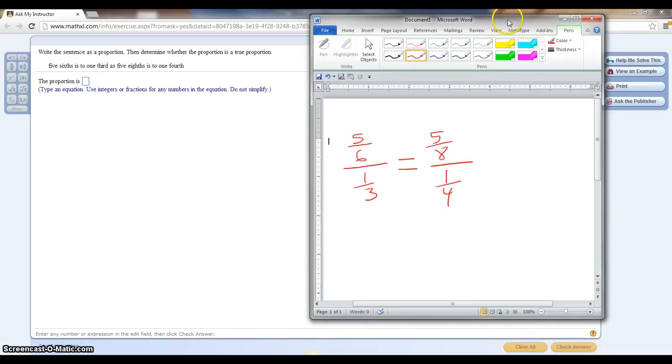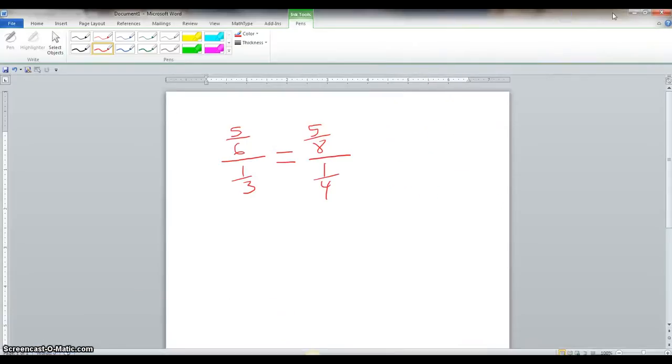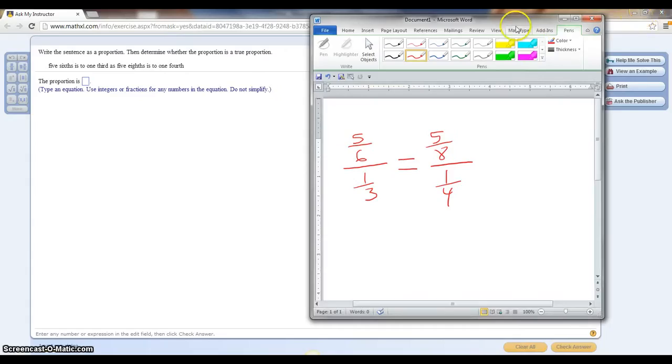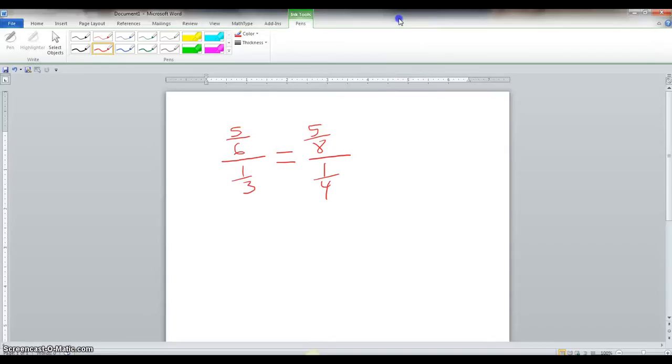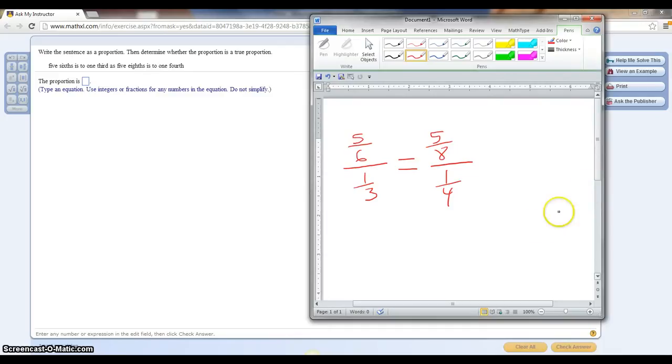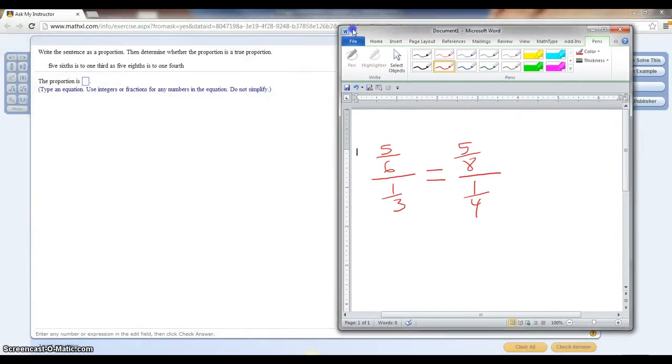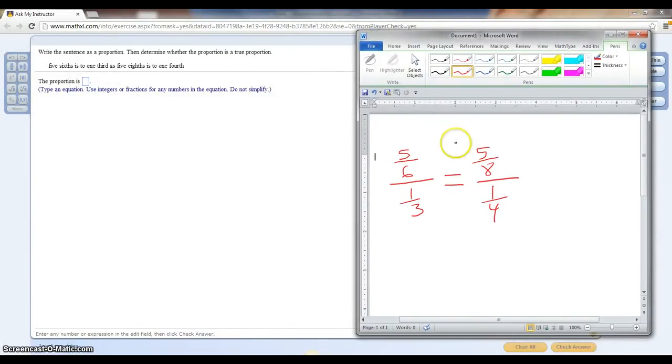Okay, I truly understand that you understand this process here, but you did ask me how you would type this into the MyMathLab. So this is how we're going to do it. I hope I can move this over without it enlarging. It's still enlarging. Let me see if I can move this over. Maybe slightly. Okay, good. Now we have 5/6 over 1/3 equals 5/8 over 1/4.